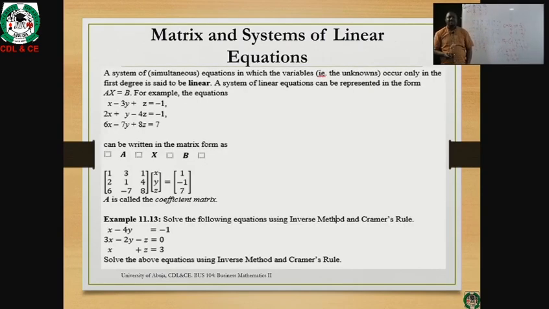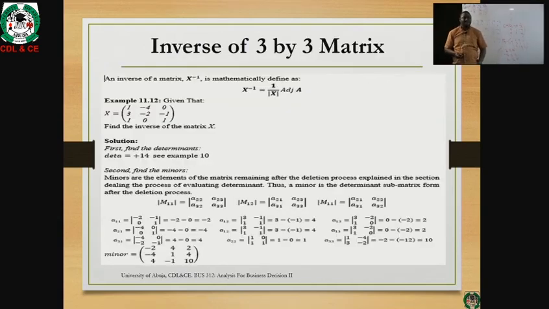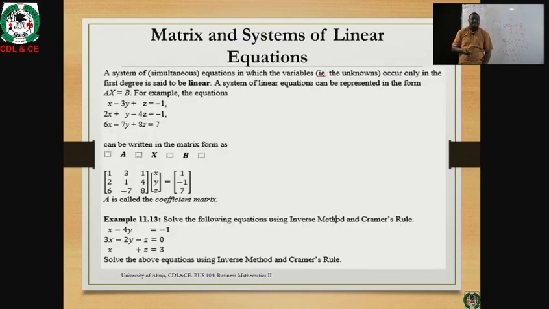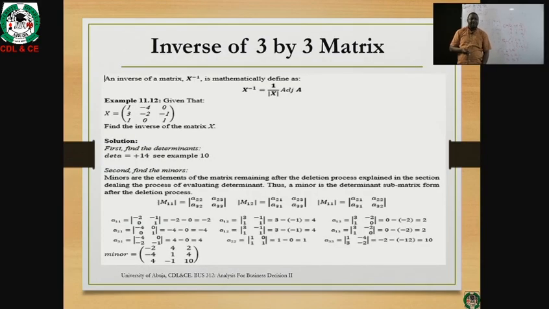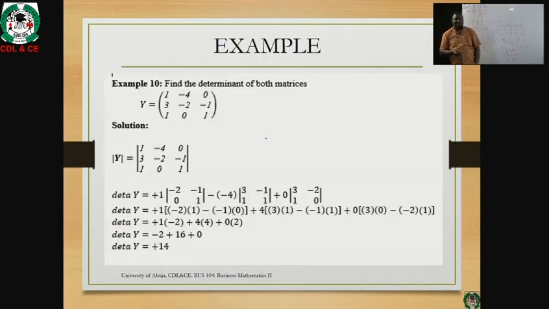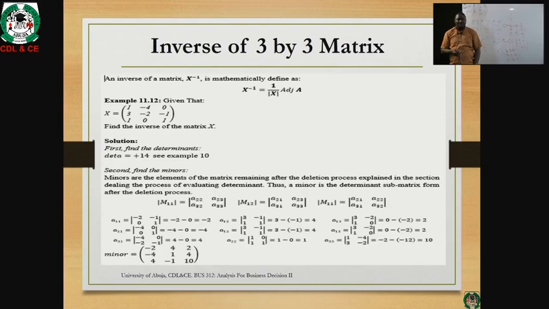So let's recap this in order for it not to be complex. We are given this as the matrix X to find the inverse. The first thing first, we find the central determinant. If you see what is projected on the screen, you are being told that our determinant is plus 14. We say see example 10. Let's go to example 10 and see how they derive the determinant. Remember, this is our example 10. We derive the determinant. It's the same matrix. We determine it to be 14. So that's where we got the 14.